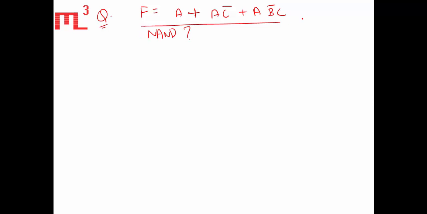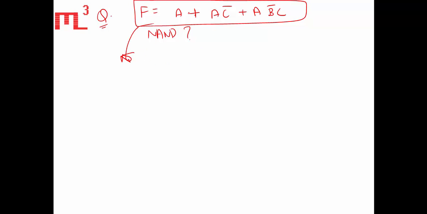Now one more question we will see. We have f is equal to a dot a plus a c bar plus a b bar c. This question has been asked in a previous year GATE. I don't remember actually what year, but it has been asked. The question is how many NAND gates are required to implement this Boolean function.